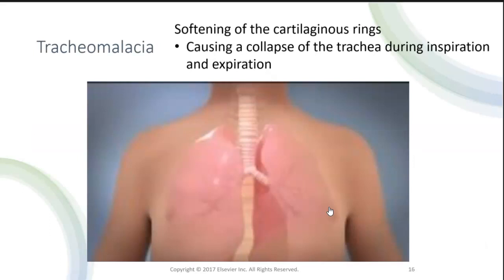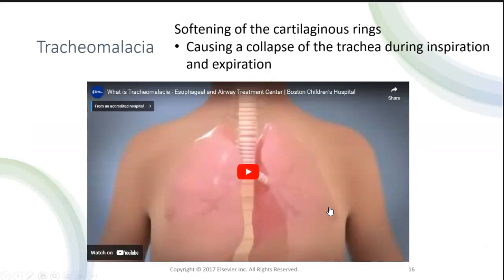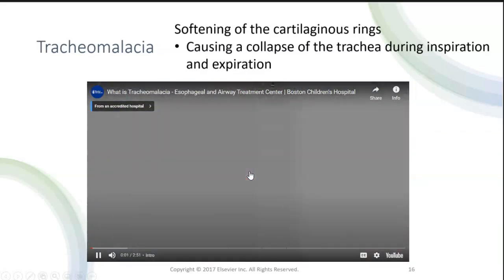So tracheomalacia is a softening of the cartilaginous rings in your airway, and it can cause a collapse of the trachea during inspiration and expiration. There are also some types of anatomical issues patients can have that can make this more likely. So I'm just going to play this video for you.